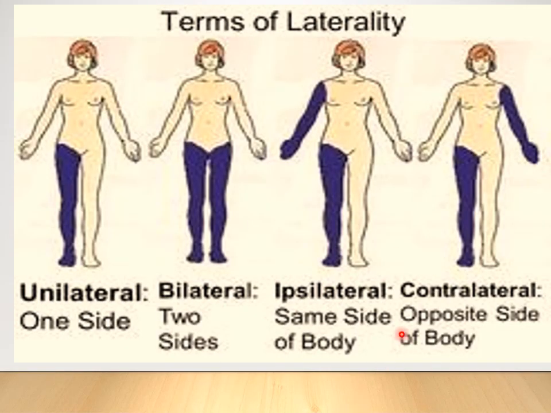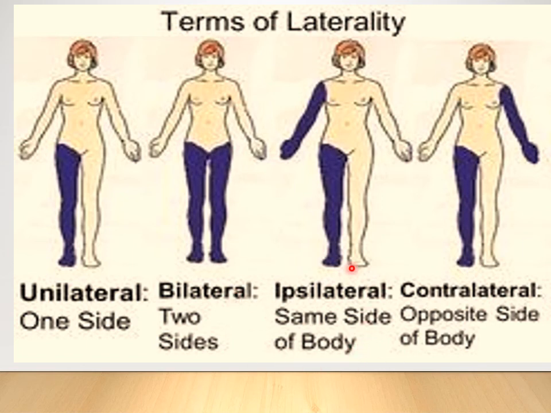What is next is unilateral, bilateral, ipsilateral and contralateral. Unilateral means only one side. Only one side is affected. You can see in this picture. Bilateral, bi means two, uni means one. Bilateral means two sides are affected.